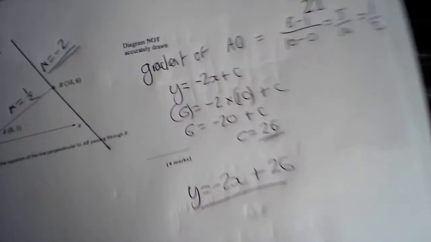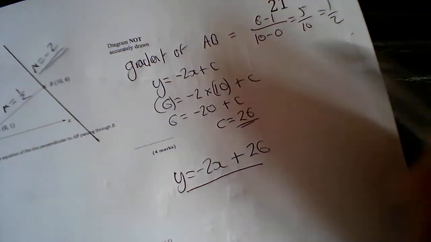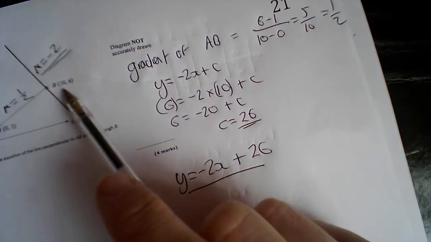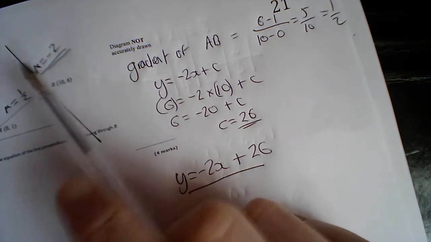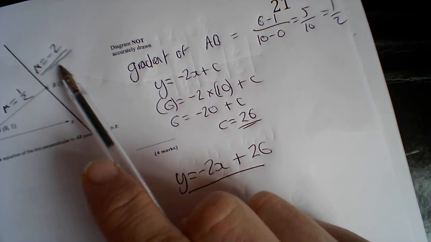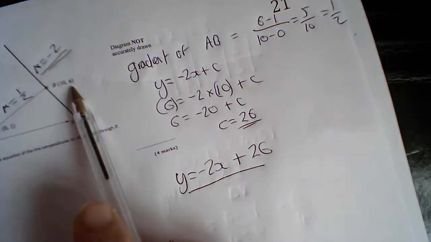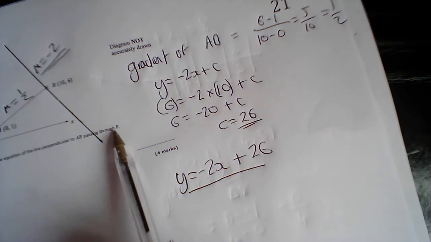Let's just review what we did there. Found the gradient of AB using the 2 points, 0, 1 and 10, 6. I found the negative reciprocal, so I've got the gradient of the perpendicular. I then sub in 10, 6 because it goes through B. Tells me in the question it goes through B.